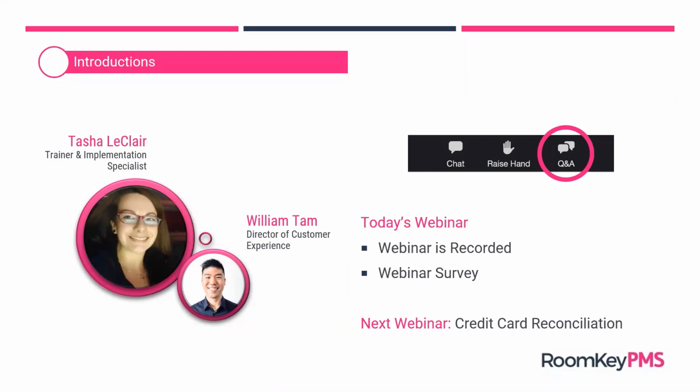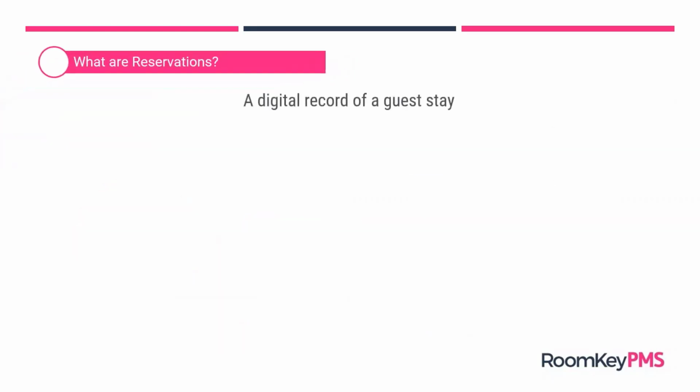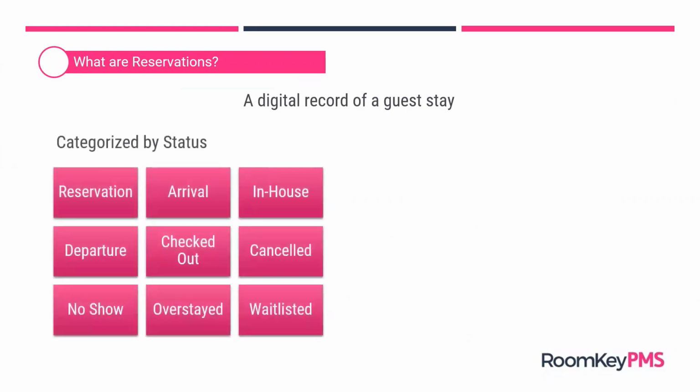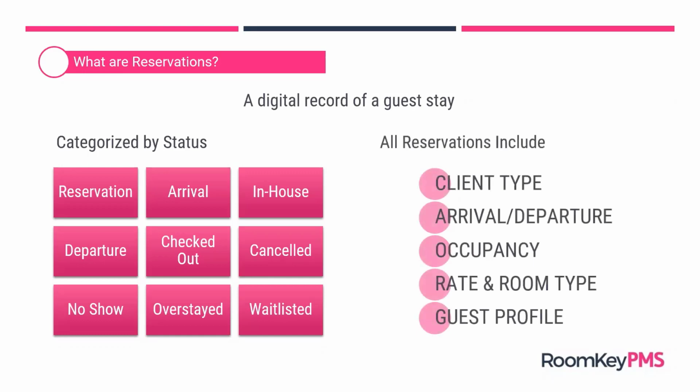Right. Now that we've got our introductions out of the way, let's take a look at our topic for today and define what are reservations. So in RoomKey, reservations are defined as a digital record of a guest stay. Now it's pretty vague, but we do go further and define or categorize our reservations based off of status. And the management of these statuses is really what we'll be focusing in on tomorrow's training with front office operations and managing reservations through those different statuses. For today, we'll be focusing on what reservations include, creating them and managing them before guest arrival.